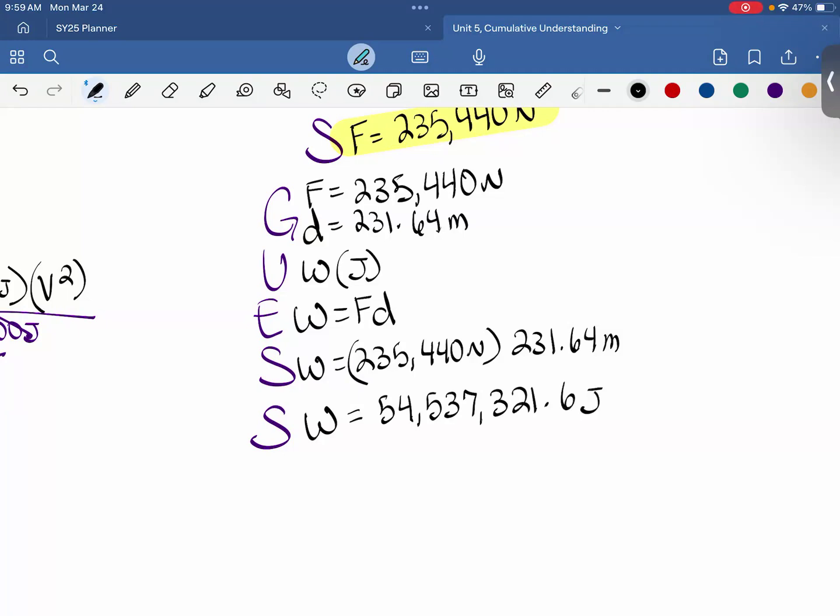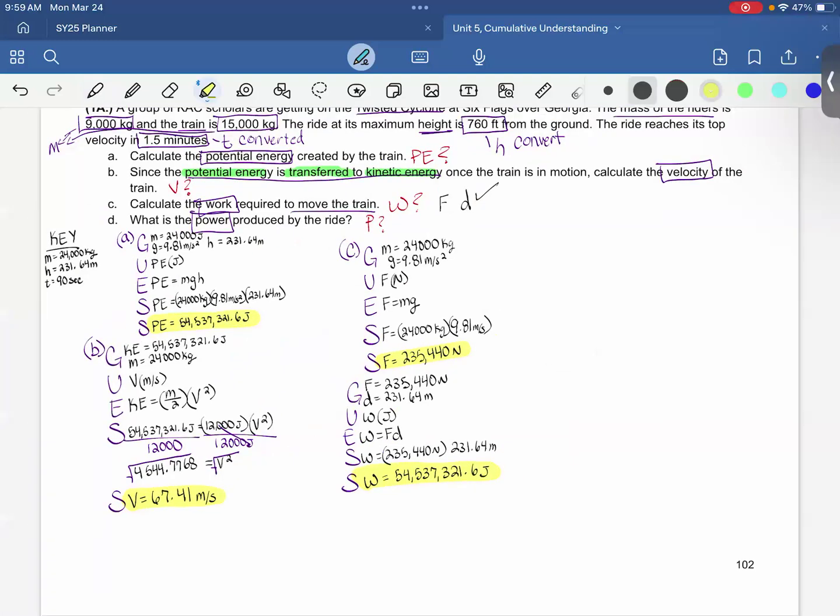54,537,321.6 joules. If you're paying attention and identified that this is the same value as our potential energy and our kinetic energy, you are correct. This is true because, as I emphasized while we did this calculation, the work in this case is the same work done to drop the roller coaster. So the potential energy stored up at the top of the ride and the kinetic energy it takes to drop to the bottom is the same as the work that is going to be done.